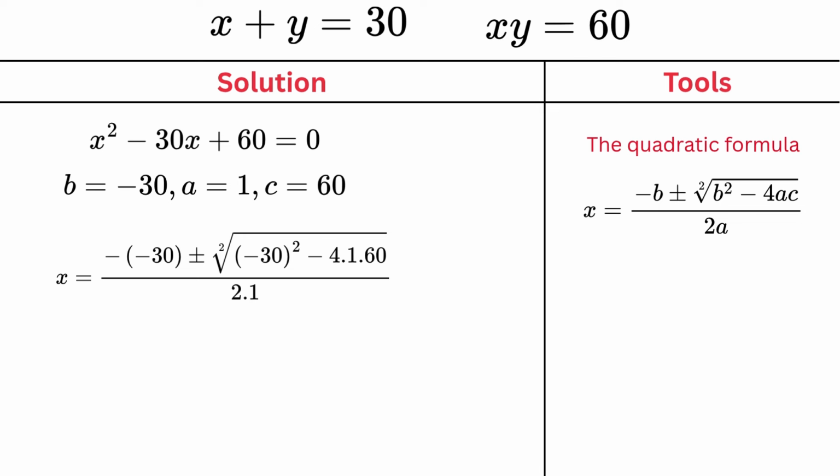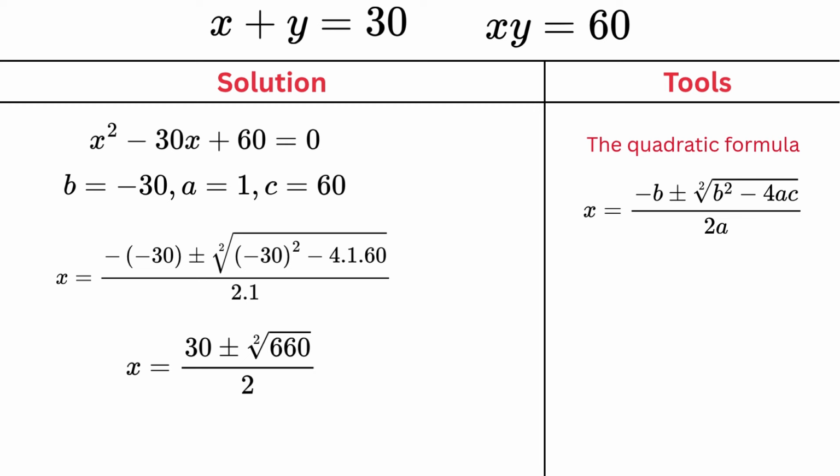Then, in the next step, negative of negative 30 becomes positive 30. Then plus or minus square root of negative 30 squared gives 900. Then minus 4 times 60 gives 240. Then over 2 times 1 gives 2. Then in the next step, it will be x is equal to 30 plus or minus square root of 900 minus 240, which is 660, all over 2.